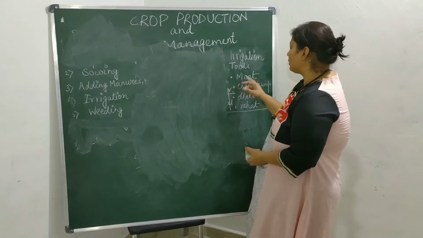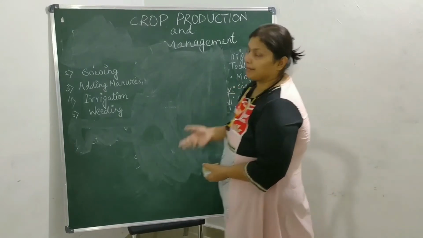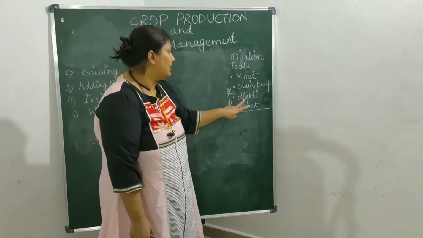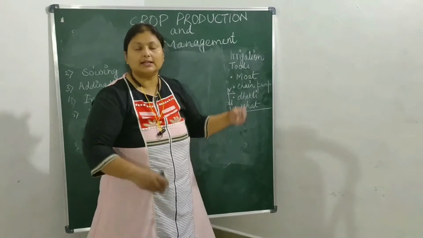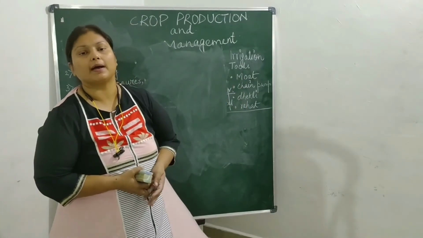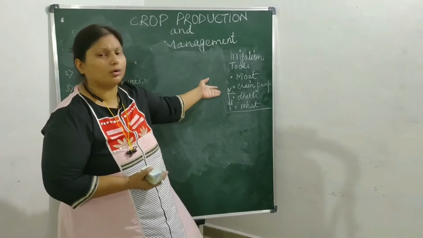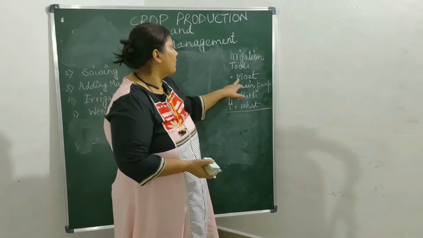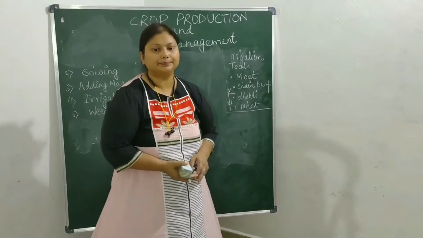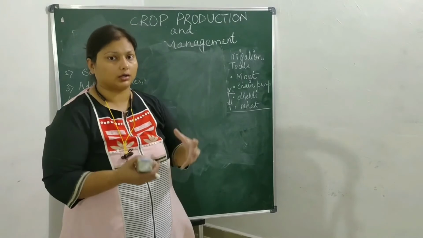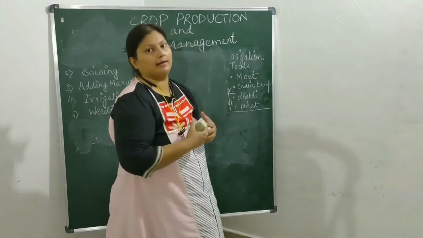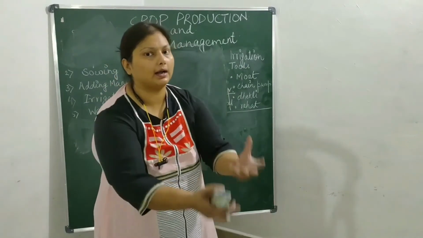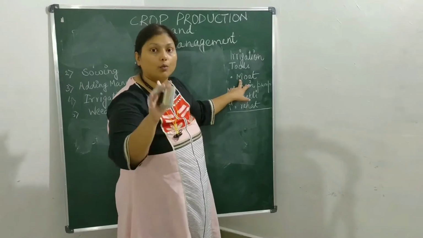One is moat, another one is chain pump, the next one is Dekli, and the other one is Rahat. So these are the traditional methods used by the farmer, and they also have drawbacks. Firstly, we discuss what each is. Moat is a process where the farmer takes out the water manually from the well and pours it onto the fields.